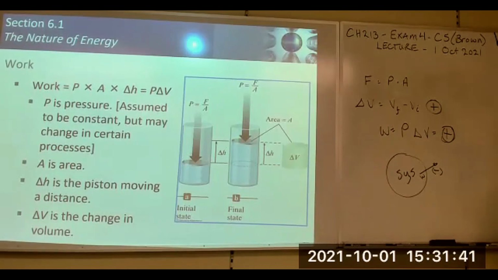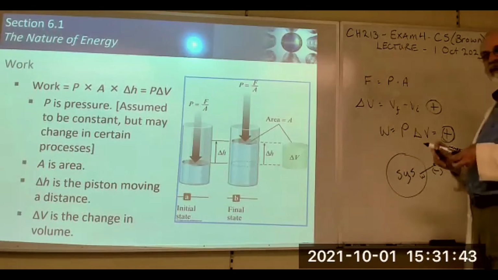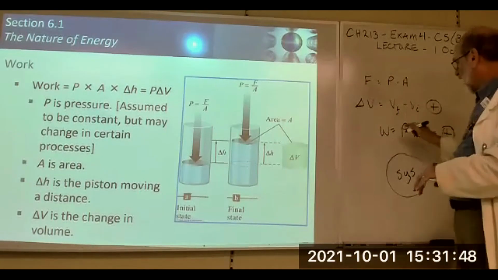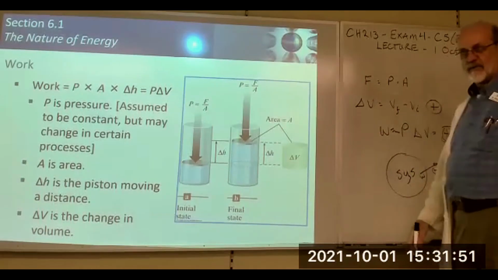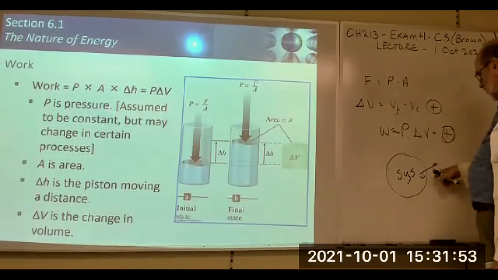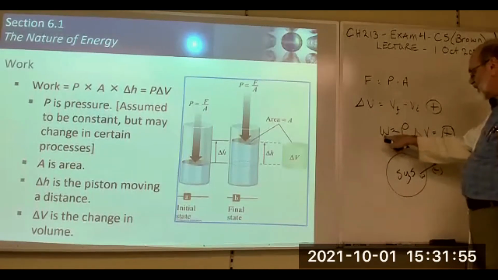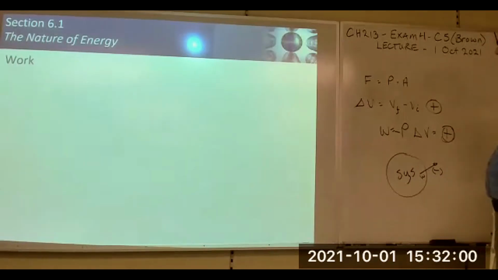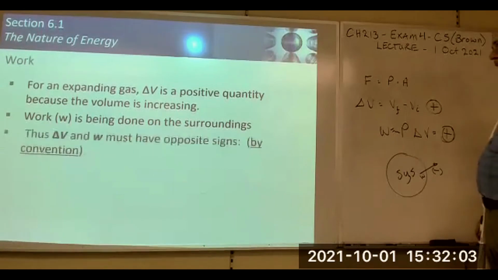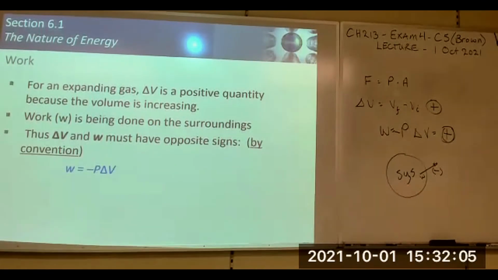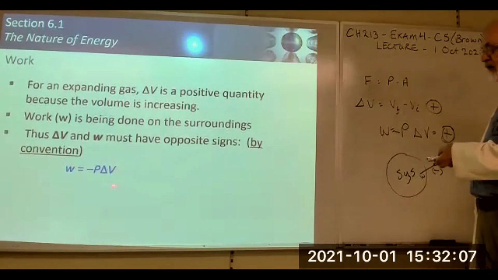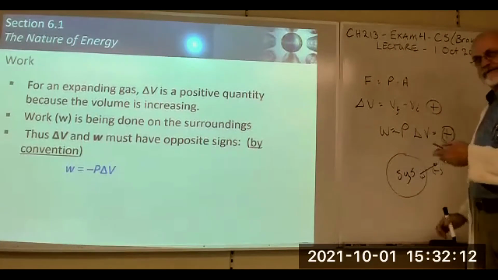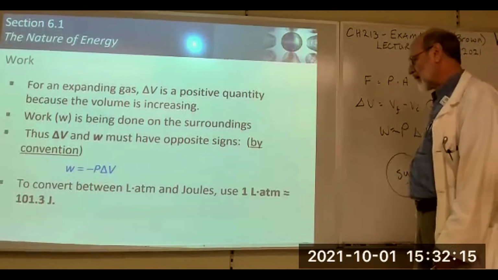So we need a fudge factor to make the sign convention work out. We need to say work is actually negative P times the change in volume. Now this convention aligns with that convention. That's why the negative sign shows up in this formula, just to make things kosher.